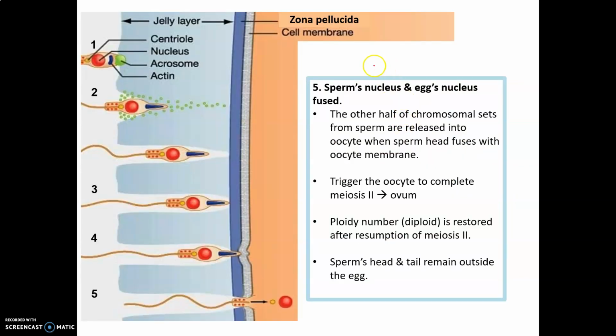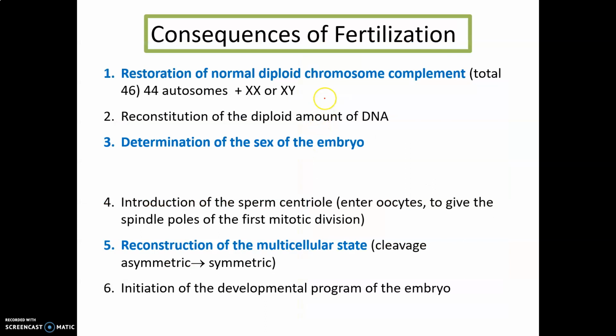Okay, and eventually bila dah fuse saja the sperm head, akan adanya fusion of sperm's nucleus and egg's nucleus. So akan adanya, which dia akan trigger oocyte to complete meiosis 2 to become ovum, and then akan adanya restoration of diploid number. Diploid number is restored after resumption of meiosis 2. Now akan adanya zygote yang akan diploid lah. So this one akan eventually dia akan develop and become you lah. Consequences of fertilization: restoration of normal diploid chromosome complement.